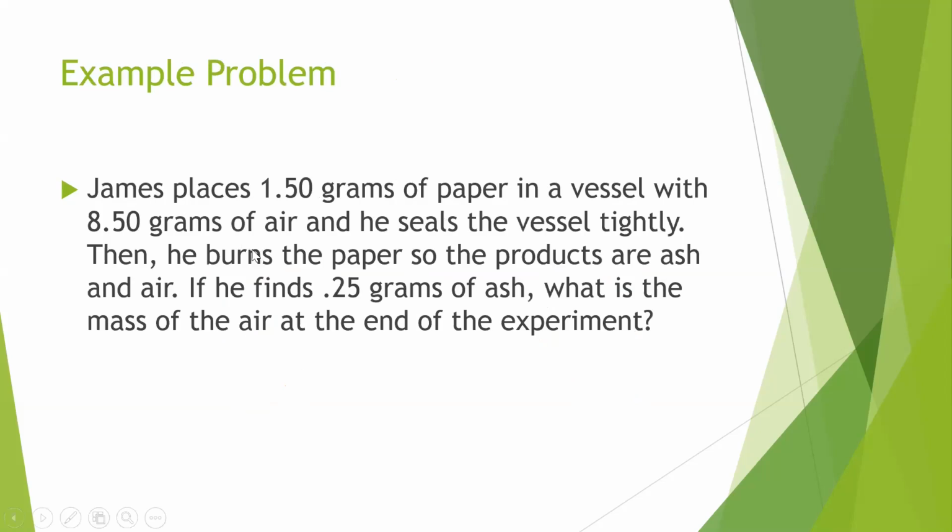So the question is, James places 1.5 grams of paper in a vessel with 8.5 grams of air, and he seals the vessel tightly. So that means there's nothing else in that vessel except for paper and air. And then he burns the paper, so the products are ash and air. And we're told that he has 0.25 grams of ash, and we want to find the mass of the air. So I want you guys to think about how you can solve this problem. If you have any ideas, please post them in the chat below.